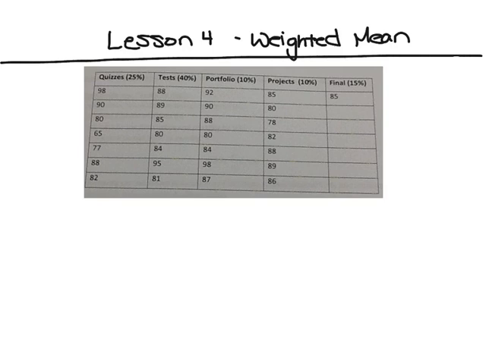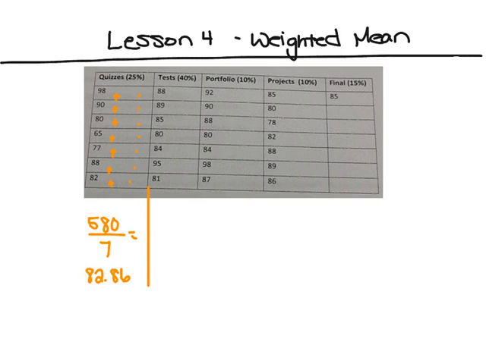So for the first one, we're going to just do the quizzes. So I want you to add up all these numbers, 98 plus 90 plus 80 plus 65 plus 77 plus 88 plus 82, and you should get 580. And the number of items we have is 1, 2, 3, 4, 5, 6, 7. So we take 580 divided by 7, and we get 82.86. So that means that in your quizzes, you had an average of about 83%.